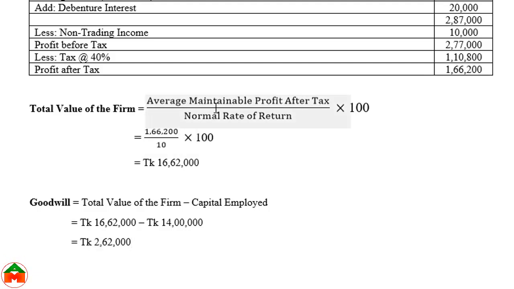To capitalize the average maintainable profit, we need to divide by the normal rate of return, and we will get the value of the firm. From that value of the firm, we need to deduct the capital employed to get the goodwill. This is capitalizing average profit method.